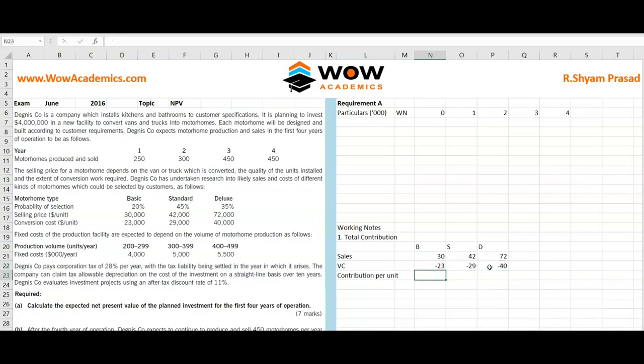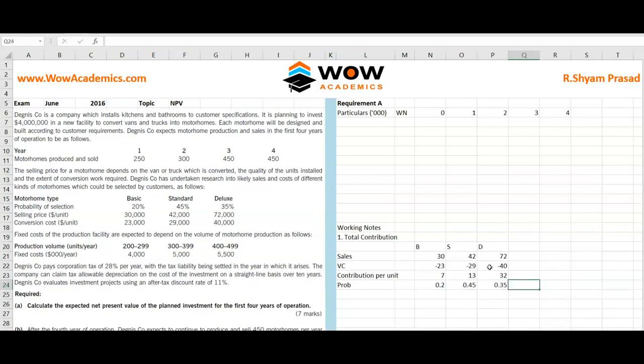Okay, so now we can just add these two numbers. So we can just add the other numbers too. So we have got our contribution per unit. So we have a probability here that has been given. So probability is 0.2, either 20% or 0.2 you can take. I'll take it as 0.2, 0.45 and 0.35.